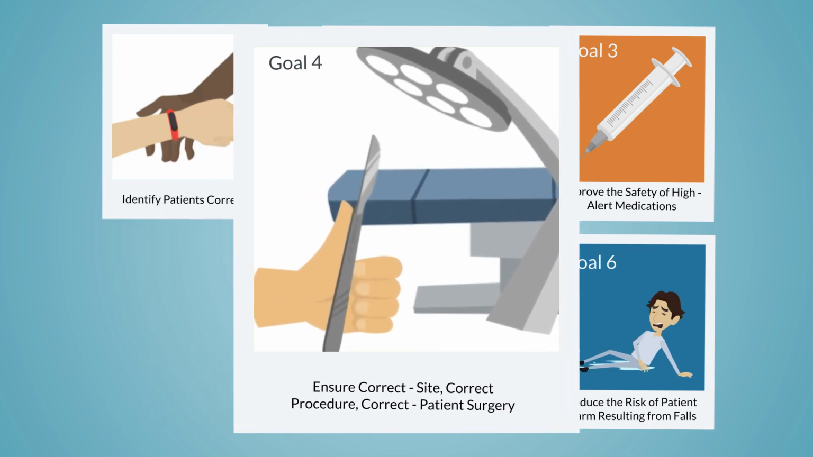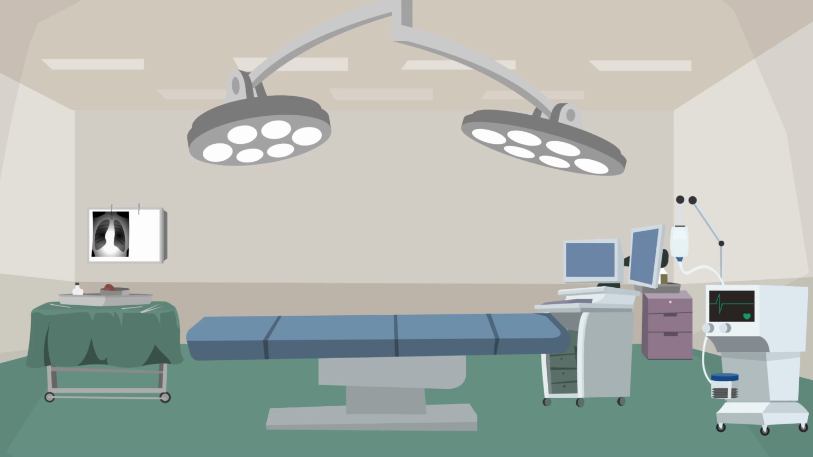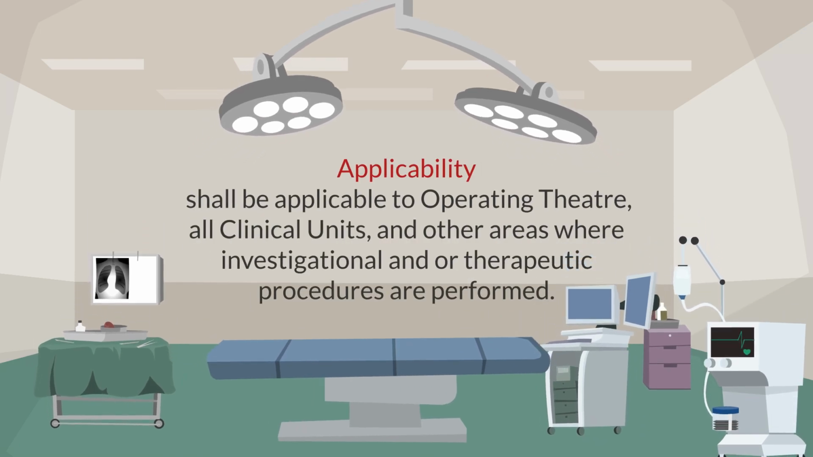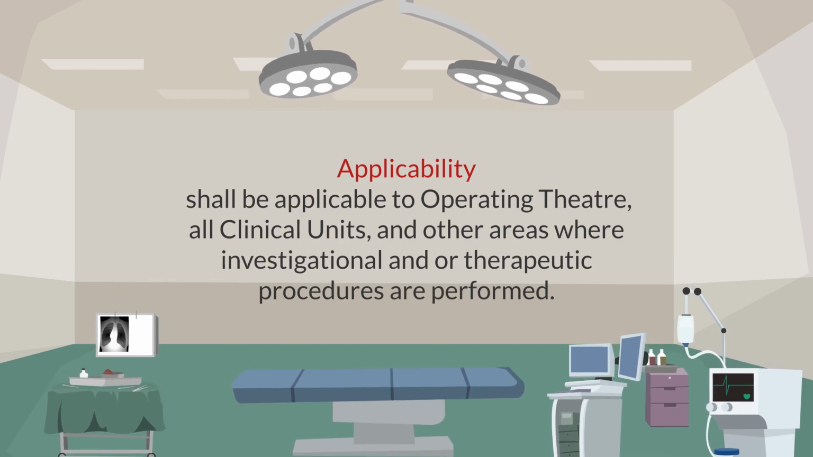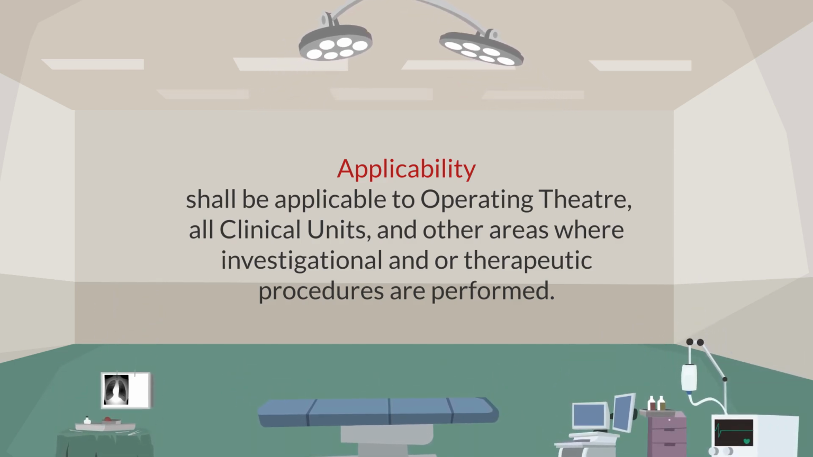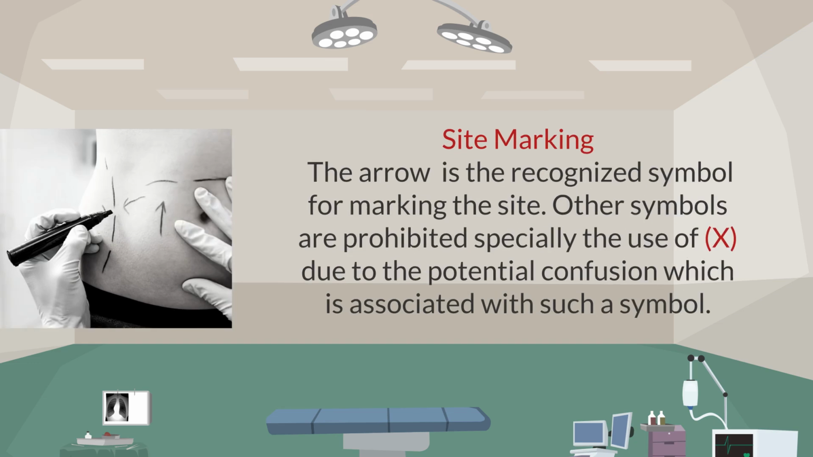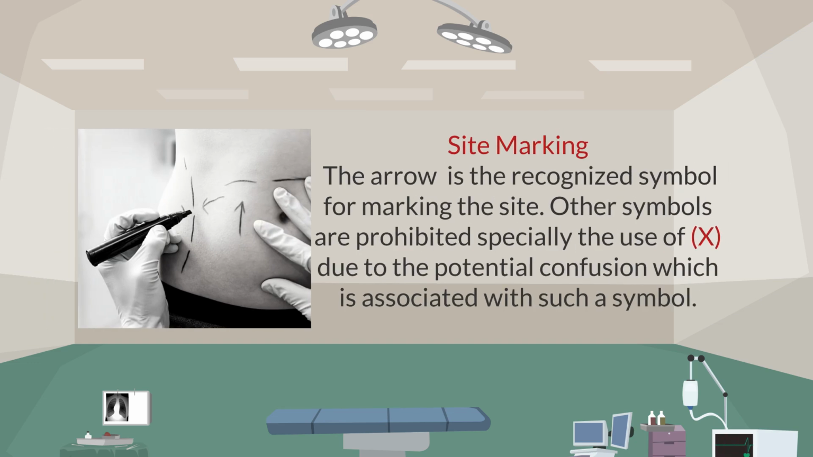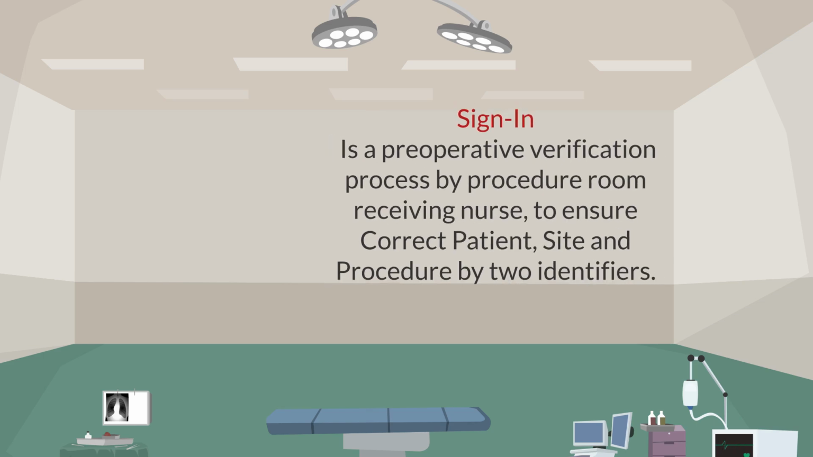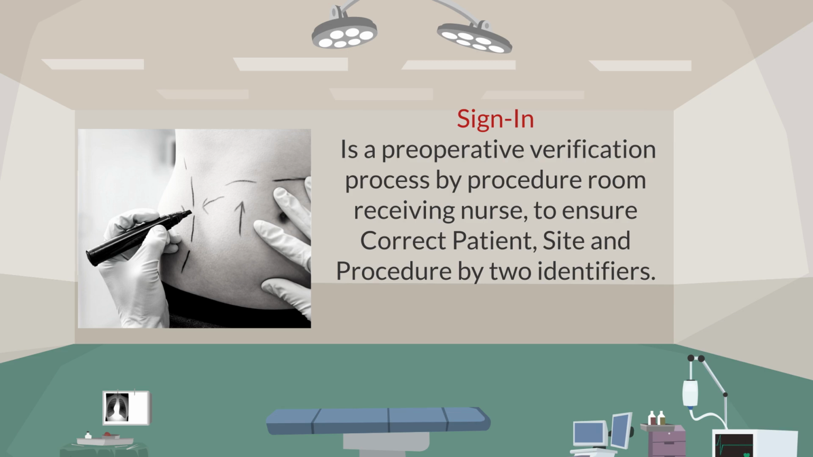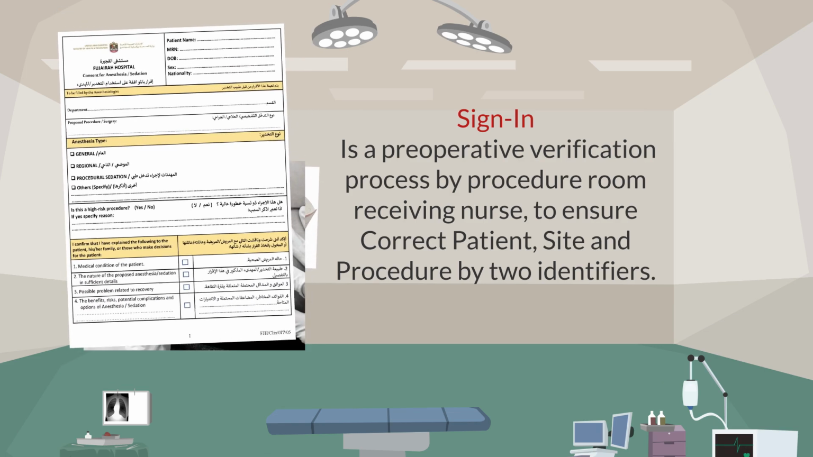Ensure correct site, correct procedure, correct patient surgery. Applicability. This policy shall be applicable to operating theater, all clinical units, and other areas where investigational and/or therapeutic procedures are performed. Site marking. The arrow is the recognized symbol for marking the site. Other symbols are prohibited, especially the use of X, due to the potential confusion associated with such a symbol. Sign-in is a preoperative verification process by the procedure room receiving nurse, to ensure correct patient, correct site and procedure by 2 identifiers. Consent form has to be signed.